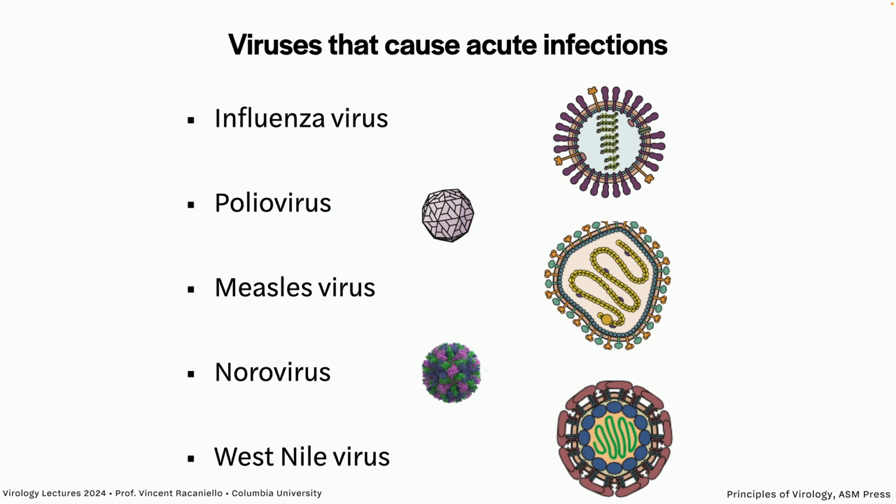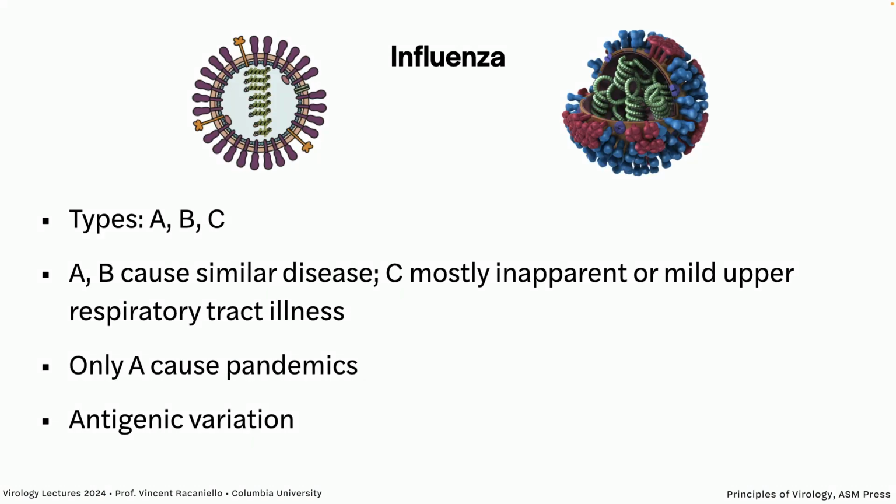Let's start with influenza. So there are 3 types of influenza virus. Remember, this is an enveloped virus with a segmented negative-stranded RNA genome. 3 types. Type is an interesting word. These are different influenza viruses. If you get infected with a type A, you're not going to be protected against B or C. That's one of the differences.